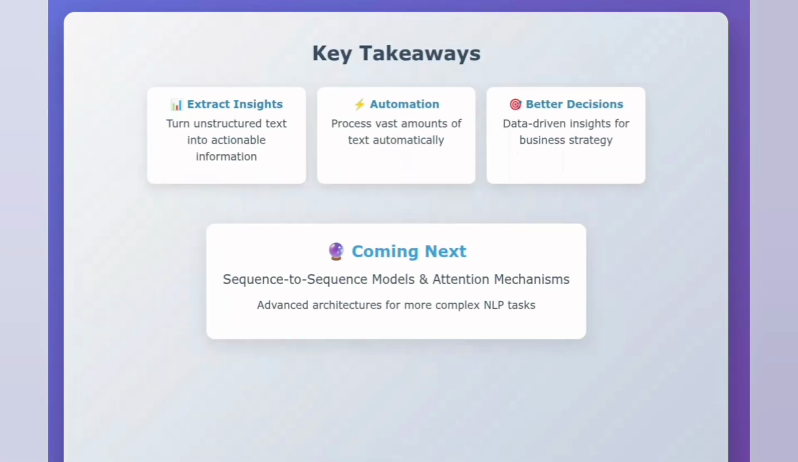Both sentiment analysis and general text classification are powerful tools for extracting insights from vast amounts of unstructured text data, automating processes, and enhancing decision-making. Next, we'll explore more advanced sequence models.